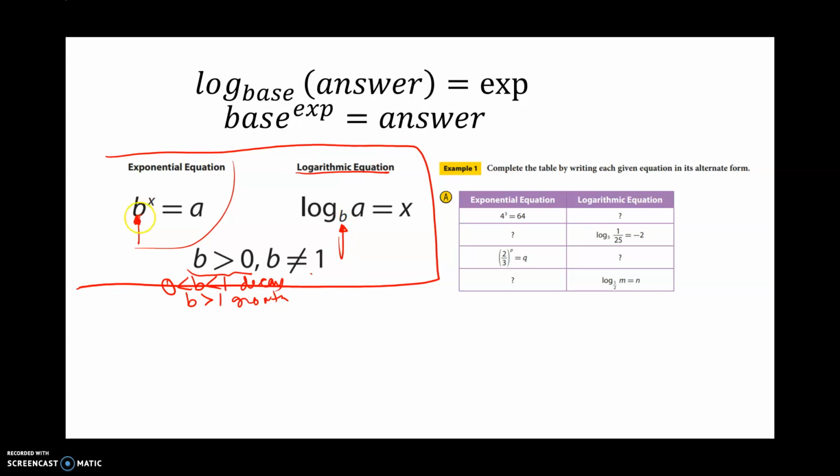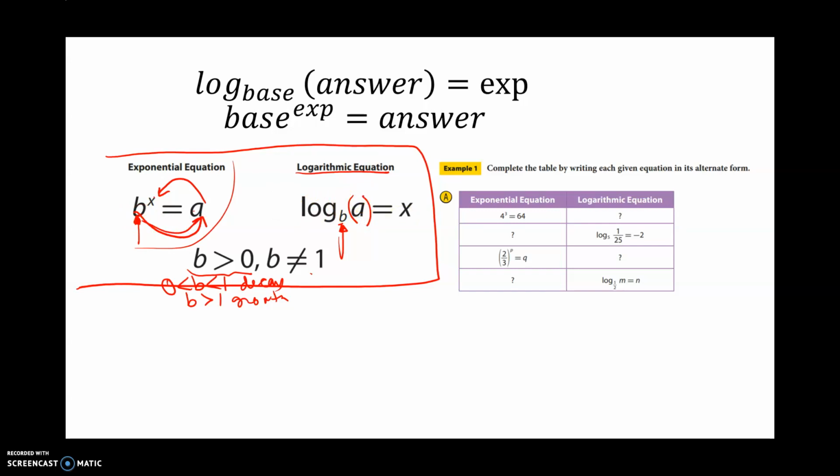Okay? So b to the x equals a. When I rewrite it with a log, we used to call it the polar vortex, we would say log base b of a equals x.